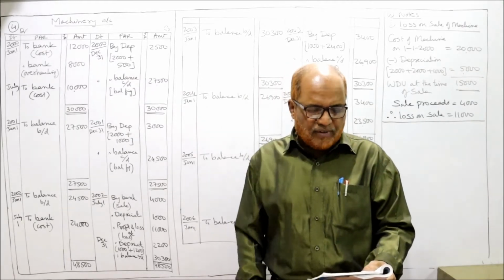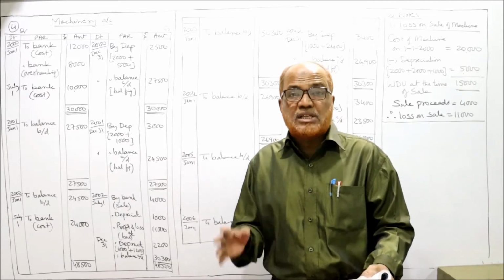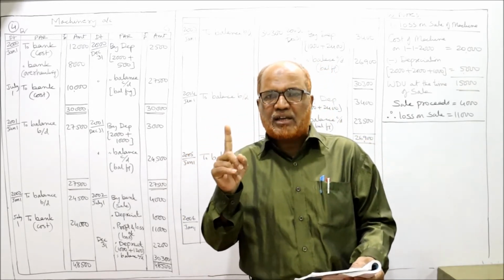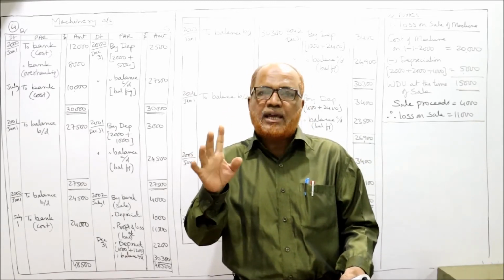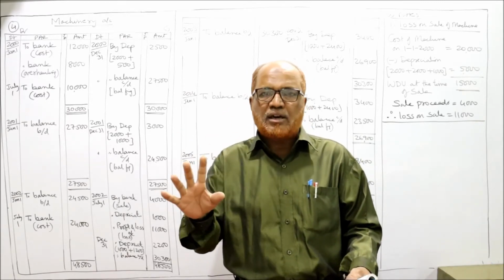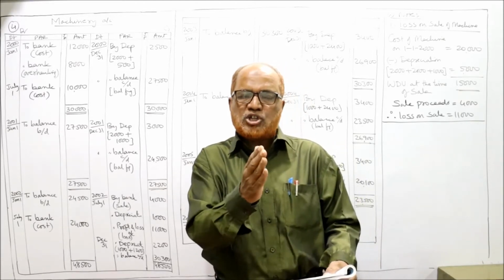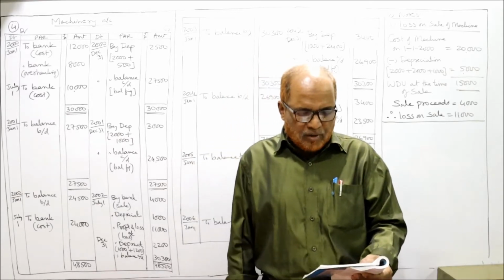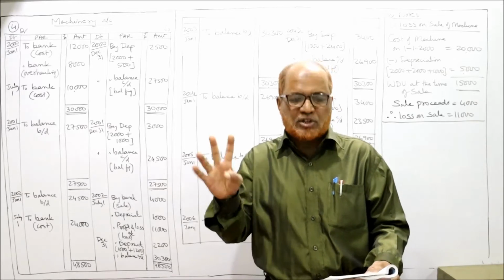Now on July 1st 2000, additional plant costing 10,000 was purchased in the same year. First machine was purchased on 1st January 2000. Second machine was purchased on 1st July 2000. Same year, 1st January and 1st July. On 1st July 2000, additional plant costing 10,000 was purchased, so there are two machines.